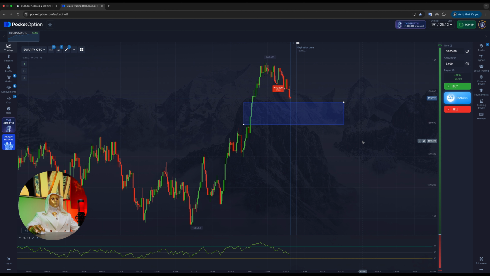Okay, we have 10 seconds left to end working out the position. Let's see how it ends. 3, 2, 1. Solid profit of $2,760 was received on our balance sheet.